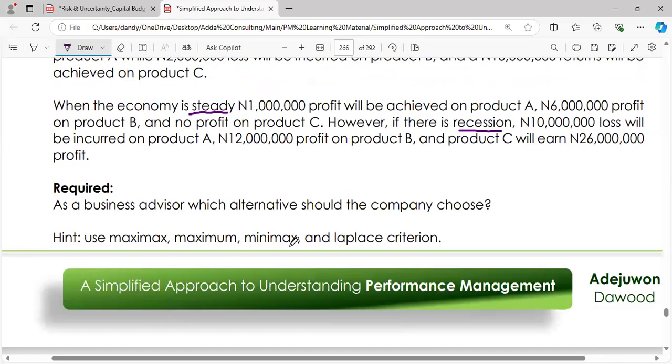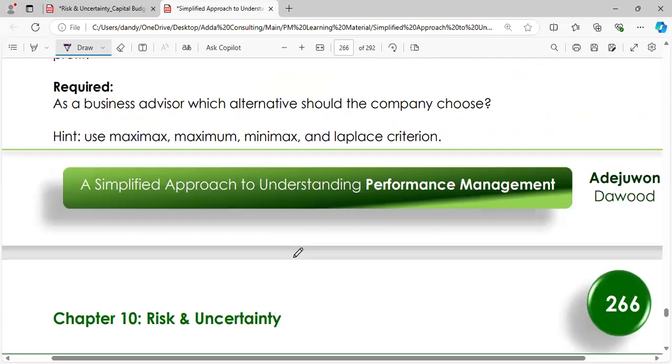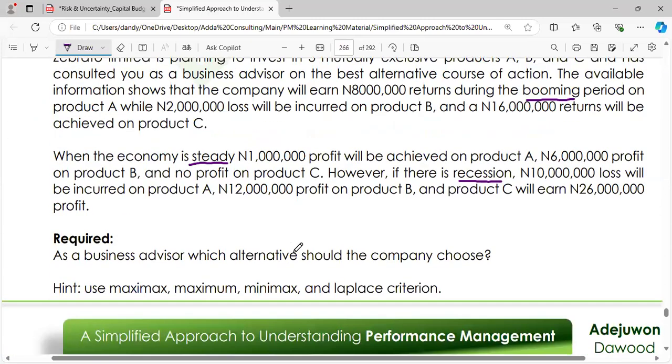Use Maximax, Maximin, Minimax, and Laplace criterion. All right. Thank you, Yusuf. That is the question. The examiner wants you to appraise each alternative and advise which one the company should choose. Of course, the examiner was direct by telling you to use Maximax, Maximin, Minimax, and Laplace. So even looking at the scenario of the question, you should know that this is decision analysis because you are given states of nature.